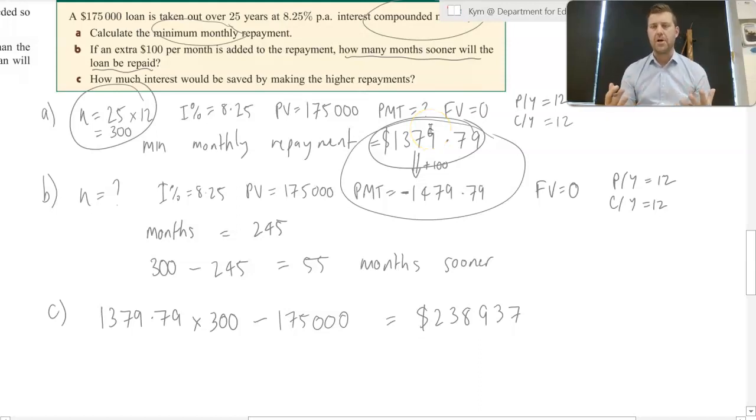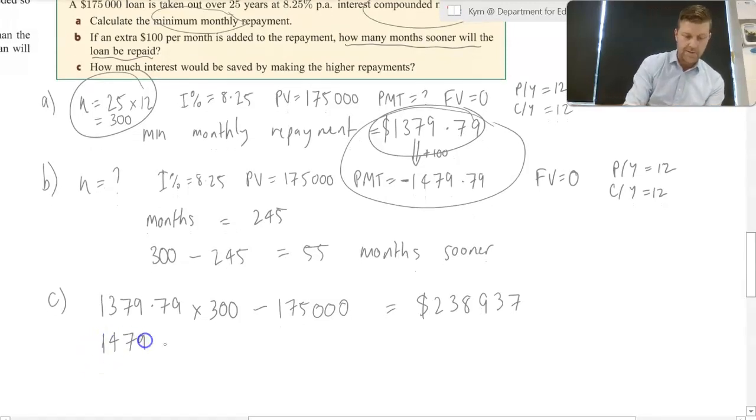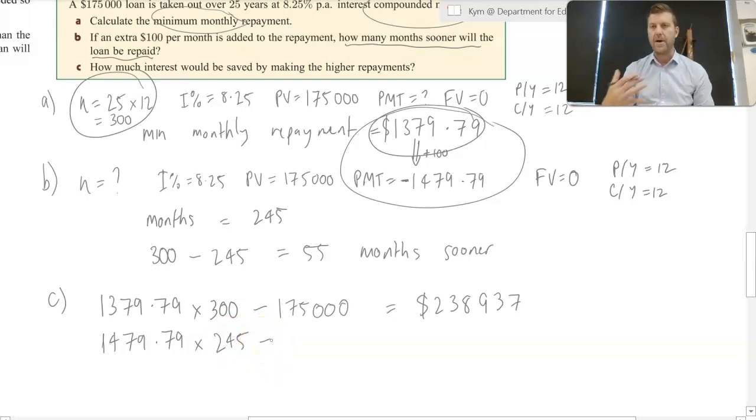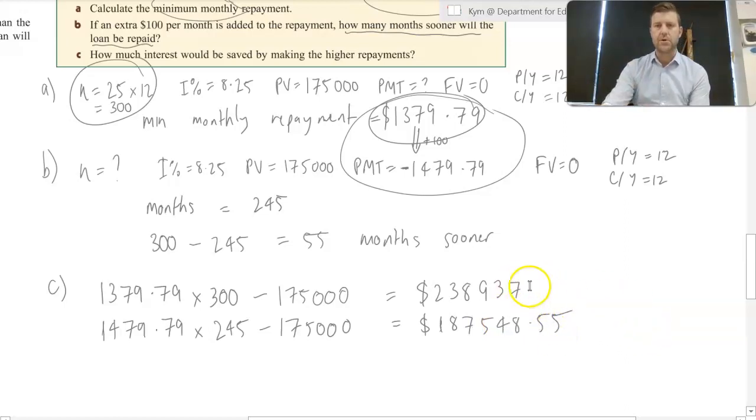Now, if you were to pay an extra $100 a month, you'd obviously be paying $1,479.79 per month, but you'd only be paying that for 245 months. Again, that would be the total amount you repay. So if you take away the amount you borrowed, that would tell you how much interest you had to pay on that loan, which then works out to, again, I've done this one, $187,548.55. So the difference between these two amounts is how much interest you would save.